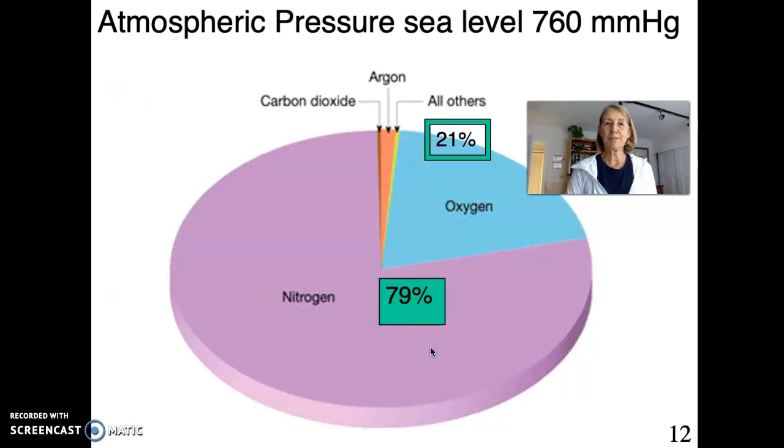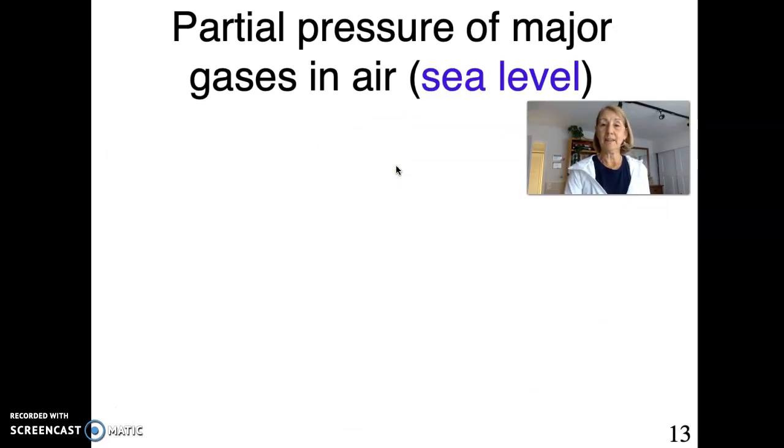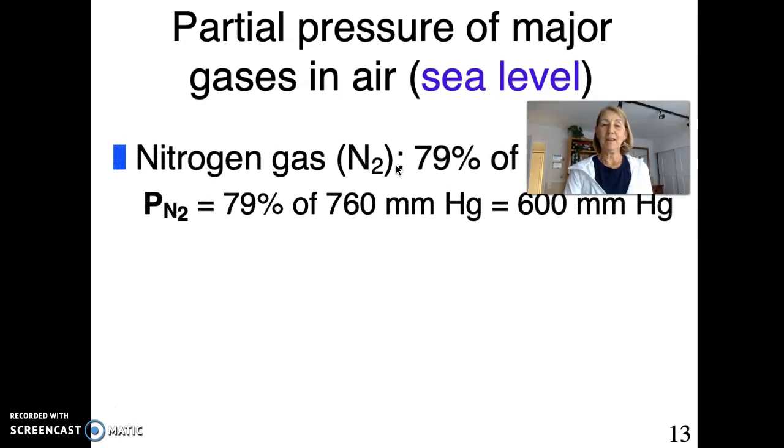So we know that the atmospheric pressure at sea level is 760 millimeters of mercury. That's what it is here in Aptos, in Santa Cruz, around here. We're at sea level. So what is it that we're inhaling? Well, mostly nitrogen, 79%, 21% oxygen, and then a tiny bit, less than 1%, carbon dioxide, argon, and all others here. Just remember that the majority of that is nitrogen, making up 79% of the air that you're inhaling.